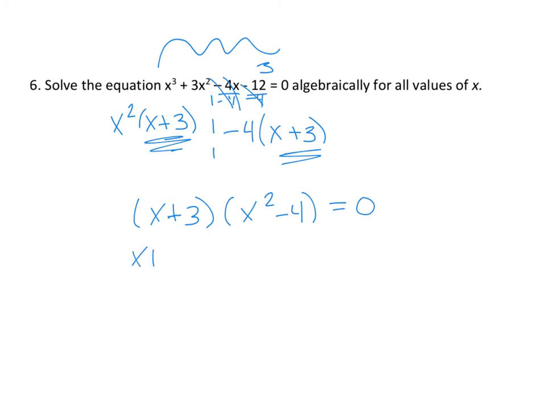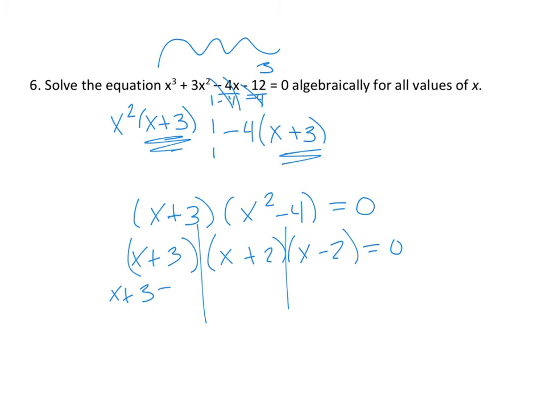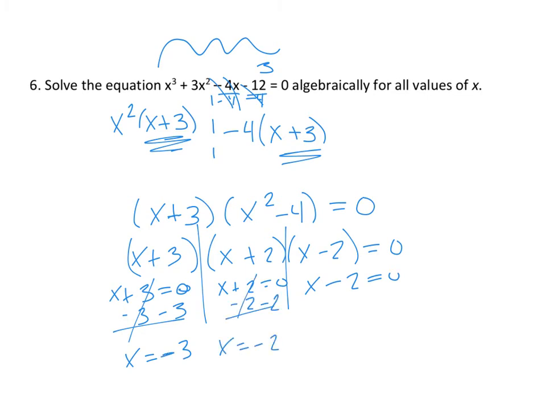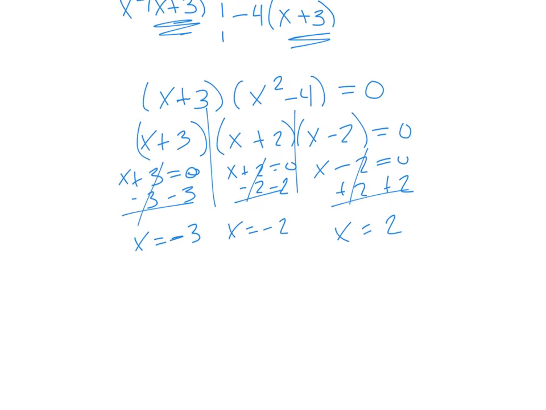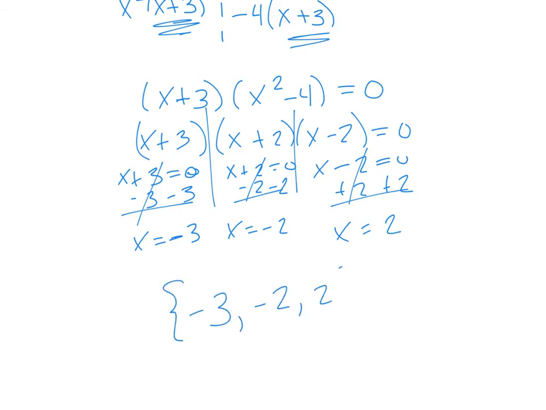You're going to ask yourself, can you factor further? And you can with the right one, that is a difference of squares. So now I have 3 possible values for x. Set each piece equal to 0, and solve for x by subtracting 3. So one of my answers is x equals negative 3. Subtracting 2, so my other answer is x equals negative 2, and adding 2, and x equals 2. So your answers in set notation are negative 3, negative 2, and 2.